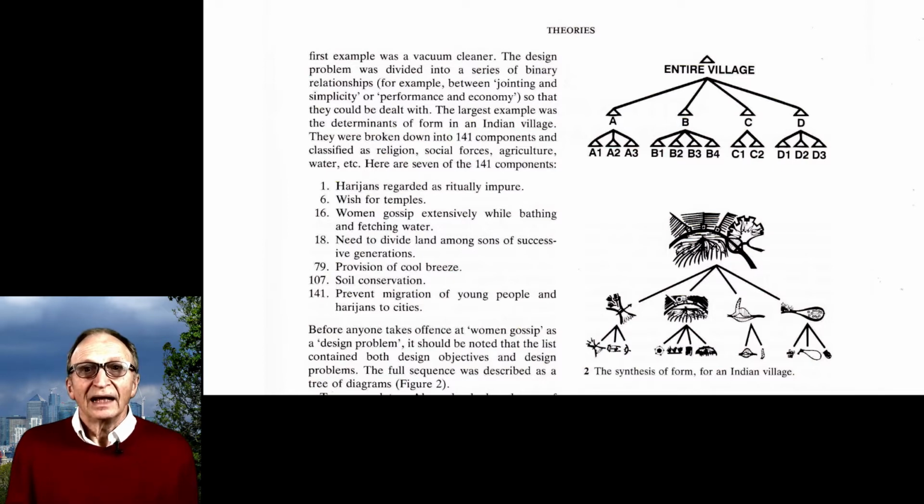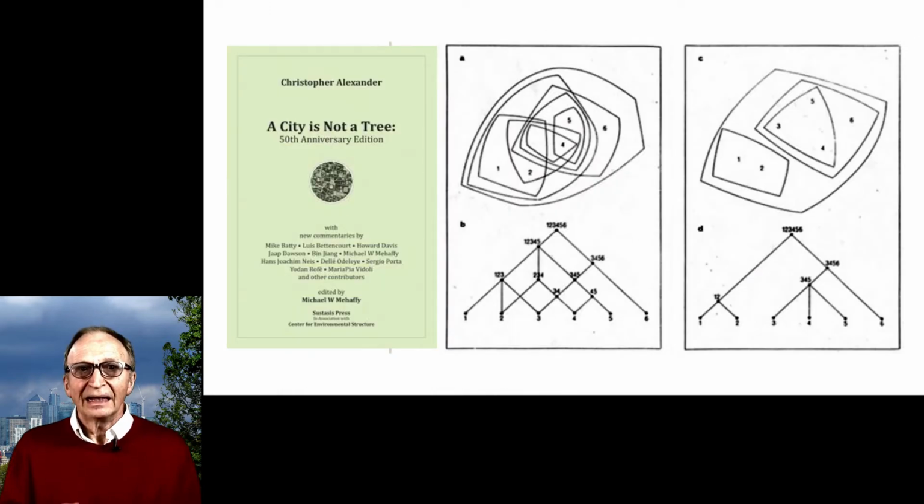Two years later, Alexander had a change of heart, and in 1966 published his seminal essay, A City is Not a Tree. By a tree, he meant a hierarchy. Alexander emphasized that cities are not hierarchies, and that when planners believe they are, they produce the horrors of planned towns with road hierarchies, business areas, and useless open space.